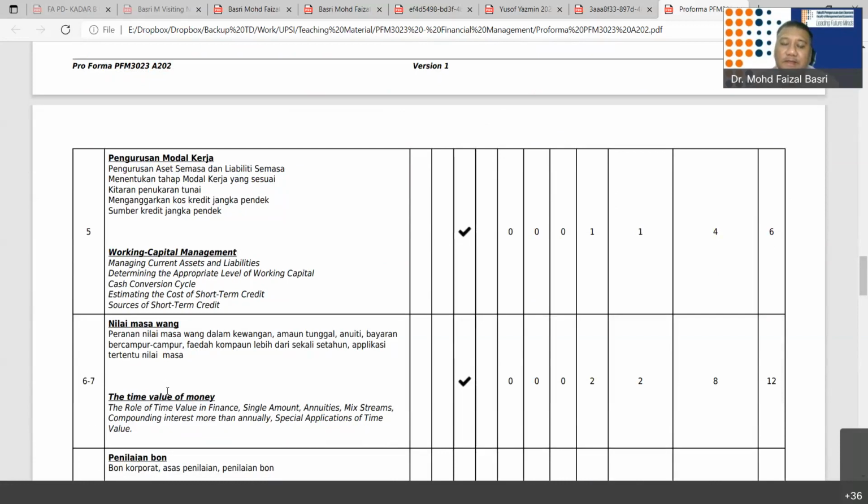Right? And this time value of money, they just require 1 week. So we're gonna swap these. So working capital management would be weeks 5 to 6, and week 7, 1 week, would be time value of money.